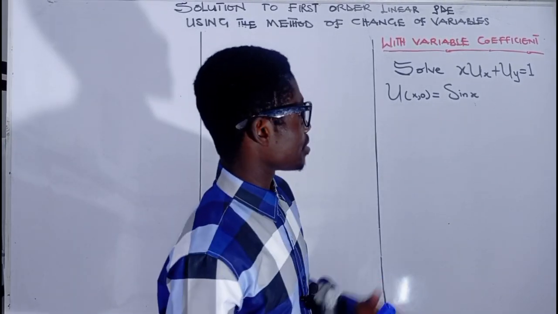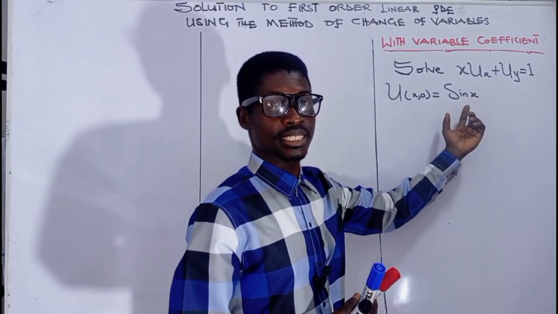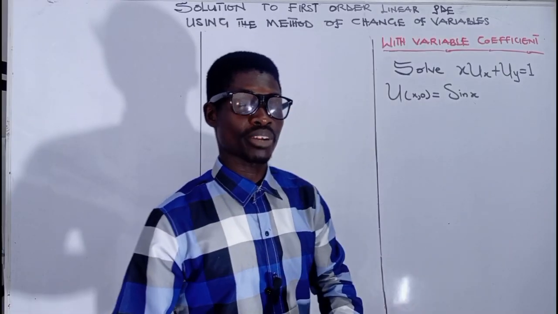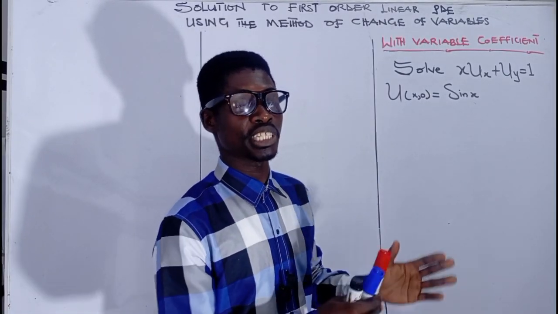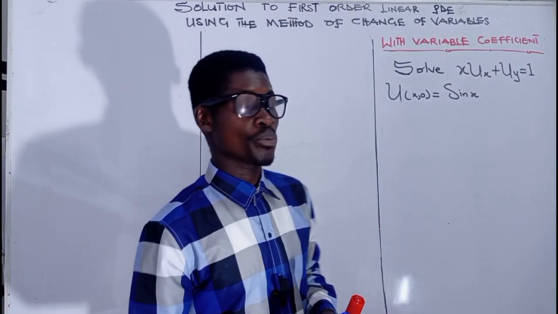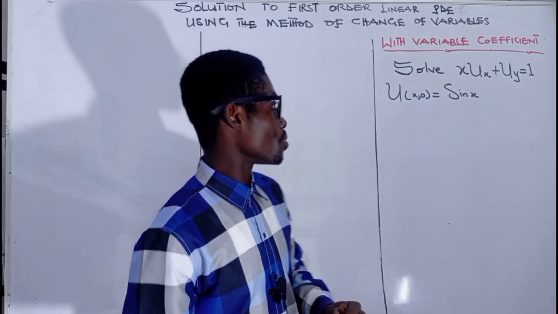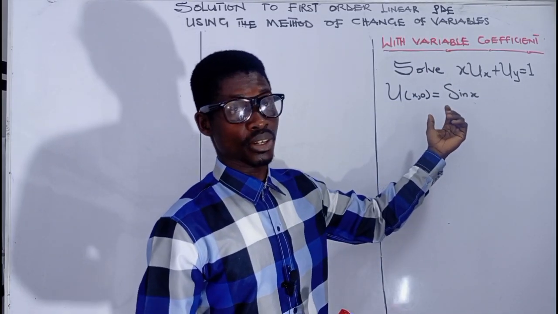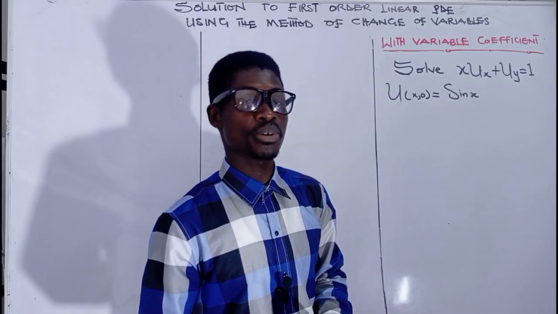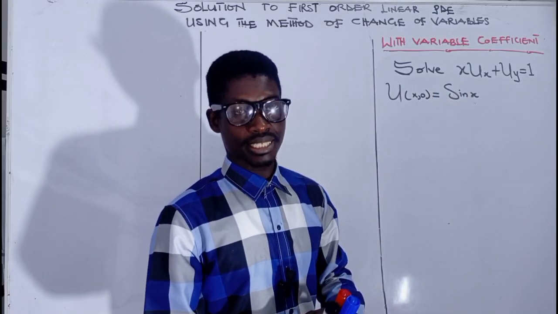We want to look at this particular example, and I guess this is going to be our last example that we are looking at under the method of change of variable. And remember, we are looking at what? With variable coefficients. So in solving this particular question, we are going to apply the steps that we used in our earlier lesson.